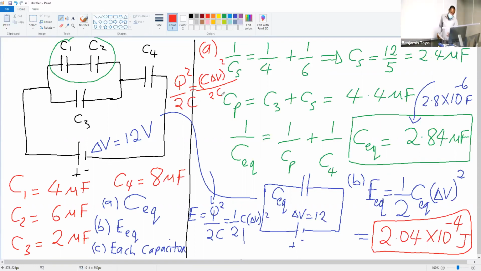So we have our equivalent capacitor, and then we've also calculated what the energy is. So what I'm going to do next is, let me just show you what we're going to do next. I want to calculate E1. So what is the energy E1?